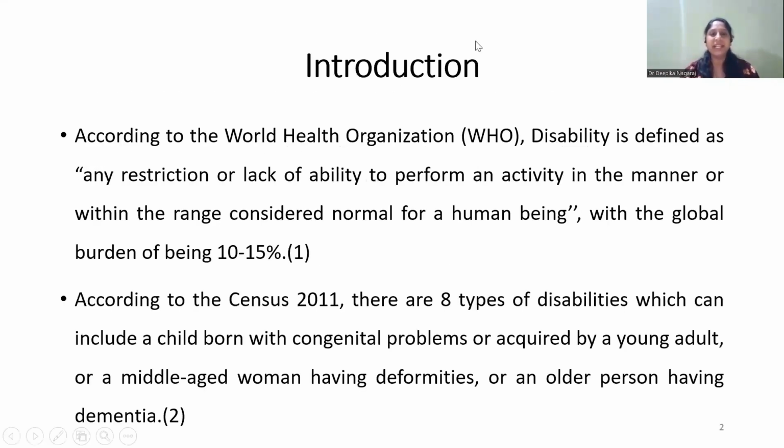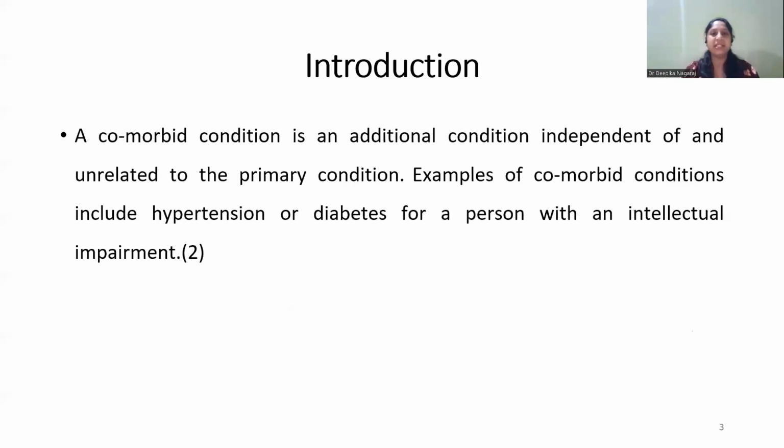According to WHO, disability is defined as any restriction or lack of ability to perform an activity that is normal for a human being. The global burden of disability is about 10 to 15%. According to Census 2011, there are 8 types of disabilities: disability in movement, seeing, hearing, speech, mental illness, mental retardation, and multiple disabilities.